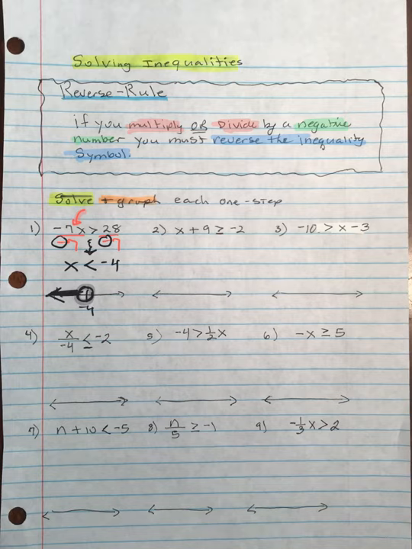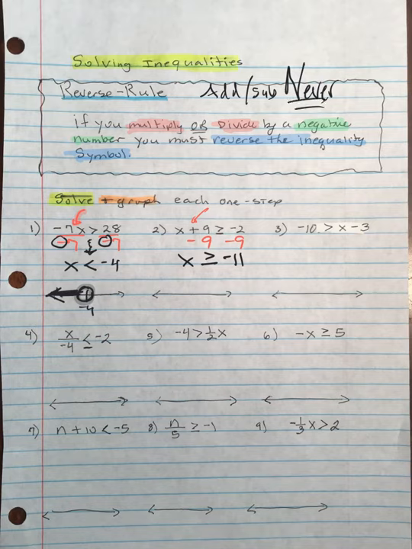Number 2, we need to undo adding 9, so we're going to subtract 9. And that gives us x is greater than or equal to negative 11. So remember, to reverse or not to reverse, that is the question. So should we reverse the inequality? No, because when you're adding or subtracting, you never reverse. Because it says only when you multiply or divide by a negative do you reverse. So when you're adding and subtracting, you never, ever reverse.